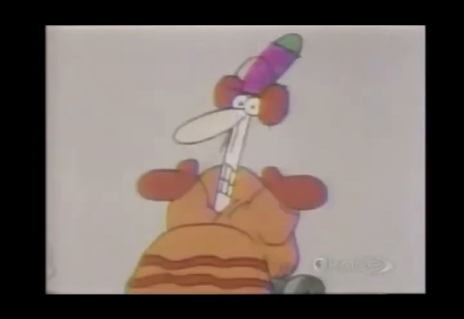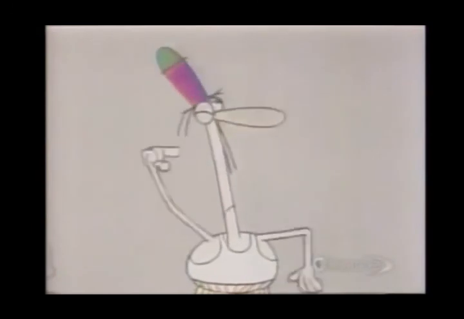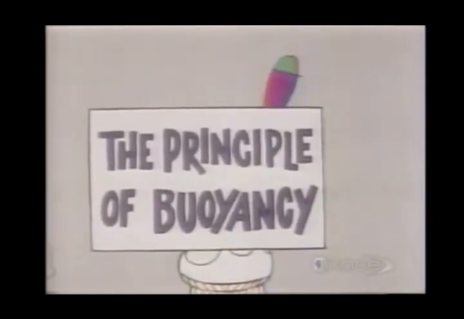Why is this? The furnace heats the water in a tank. The hot water rises up through these pipes and into the radiators, where it cools, and then the cold water flows down through these pipes and back into the tank, where it is heated up again, and so on. But why does hot water go up and cold water go down? Because of the principle of buoyancy.